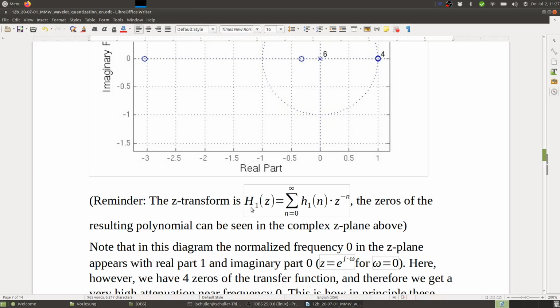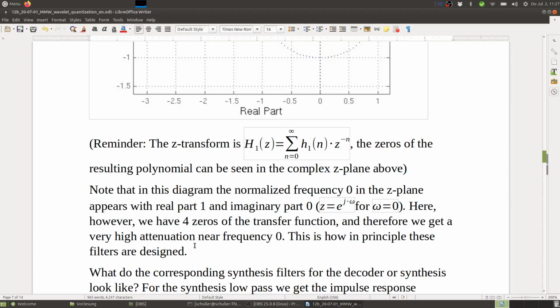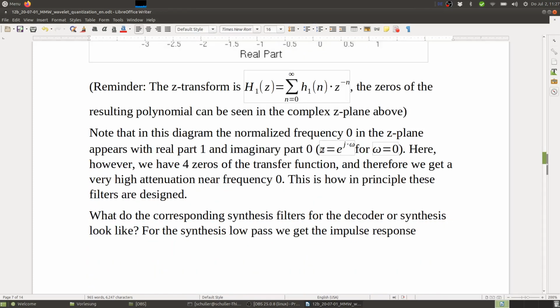Yeah, so here's the Z-transform. So if you don't remember, this is how it's defined. So basically we just take our sequence of coefficients of our filter from the impulse response and turn it into a polynomial. And this polynomial has zeros. Yeah, so here if we replace z by e to the j omega, then we get the frequency response. Right, so we have 4 zeros of the transfer function, and therefore we get a very high attenuation near frequency 0. And this is how in principle these filters were designed.